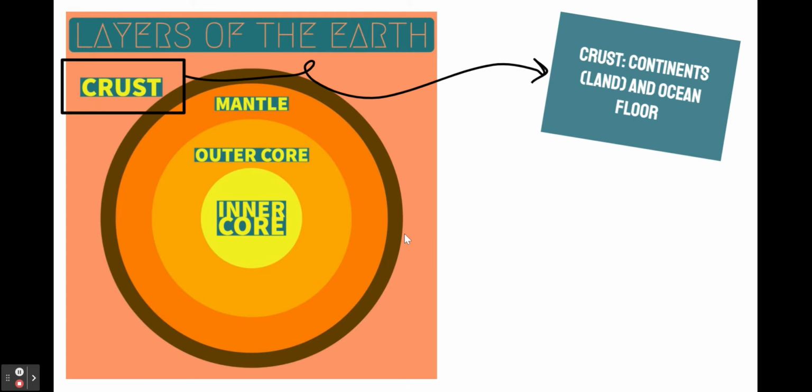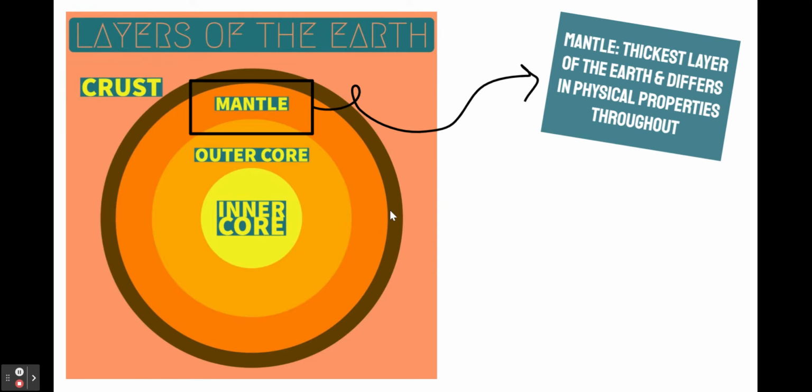First layer that you're standing on right now is the crust. The crust contains the continents or land and the ocean floor. Then you have the mantle below the crust. The mantle is the thickest layer of the Earth and differs in physical properties throughout the entire mantle. The upper mantle is different than the middle of the mantle, which is different than the lower part of the mantle. And it has to do with the temperature and pressure differences at each point.